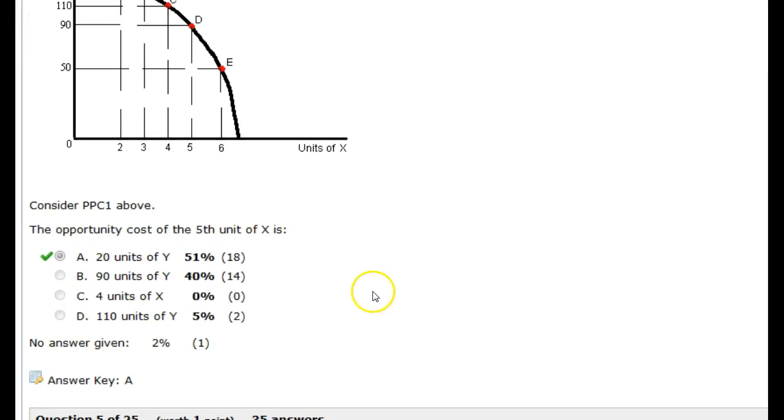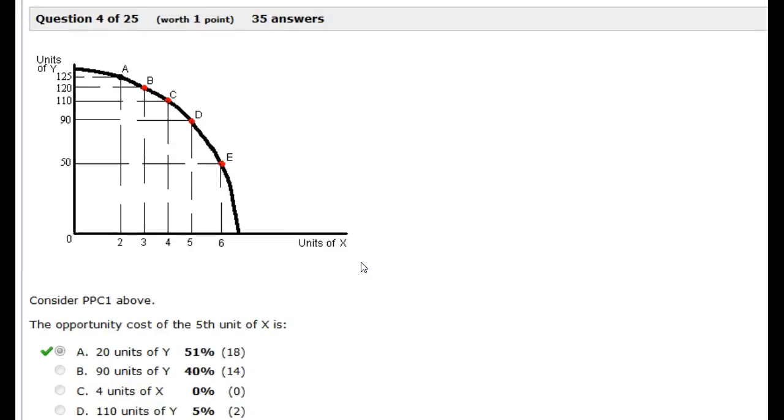Okay, this one, only 50% got this right. Same idea as the last question. The opportunity cost of the 5th unit of x. So the 5th unit, that implies you're going from 4 to 5. So the question is, okay, how much y are you sacrificing to get that 5th unit of x? And the answer is 20y. So many of you said 90 units of y. That's what you ended up with. But opportunity cost is what you sacrifice to get there.